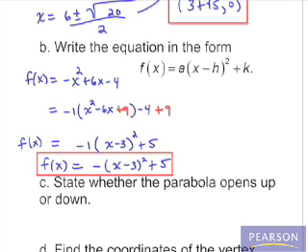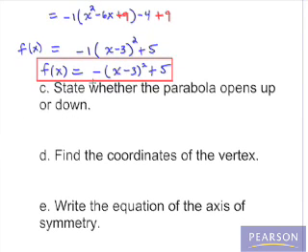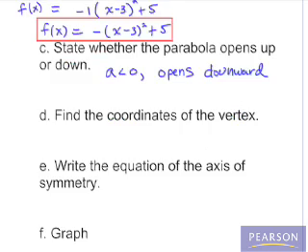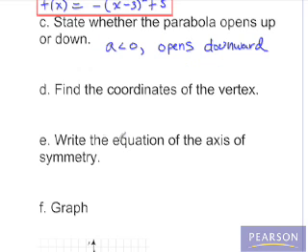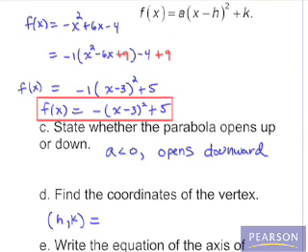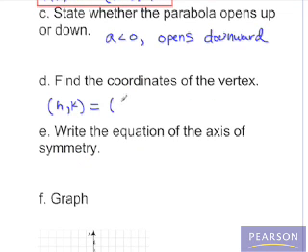Part C, state whether the parabola opens up or down. Well, now I can go to my equation in B. I see that the a value is negative, so since our a value is negative, this parabola opens downward. D, find the coordinates of the vertex. The vertex can be found from the point h, k, which we look at in our answer for B. Our h value is 3, k value is 5, so the vertex is at the point 3, 5.